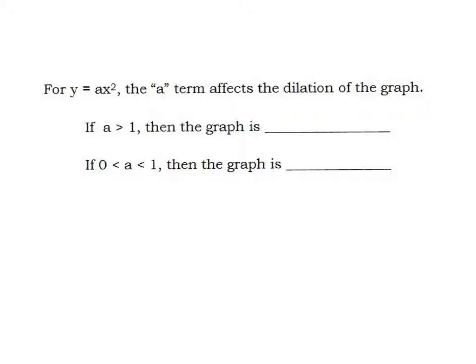So here's a summary of what I just said. For y equals ax squared, the a term affects the dilation of the graph. If a is greater than 1, then the graph is narrower. And if a is between 0 and 1, then the graph is wider than our original graph.